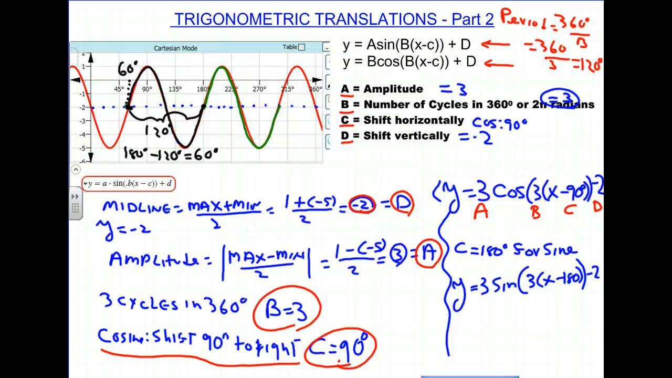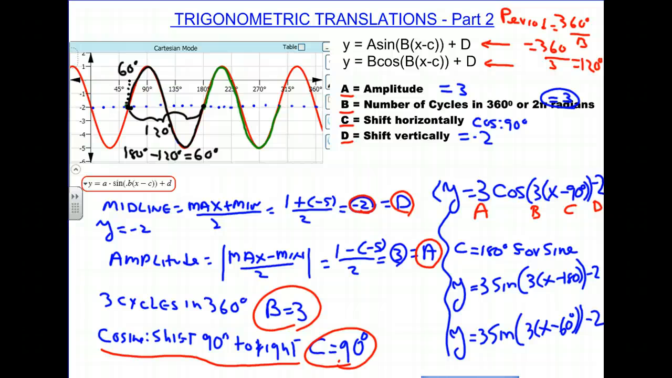And if we had done that, we could have said y equals 3, the sine of 3 times x minus 60 degrees, minus 2. And that would be just as accurate, because this sine curve has been shifted over 60 degrees. You could think of it that way. You could also think of it as having been shifted over 180 degrees, because that's another full cycle over. And you could keep going.